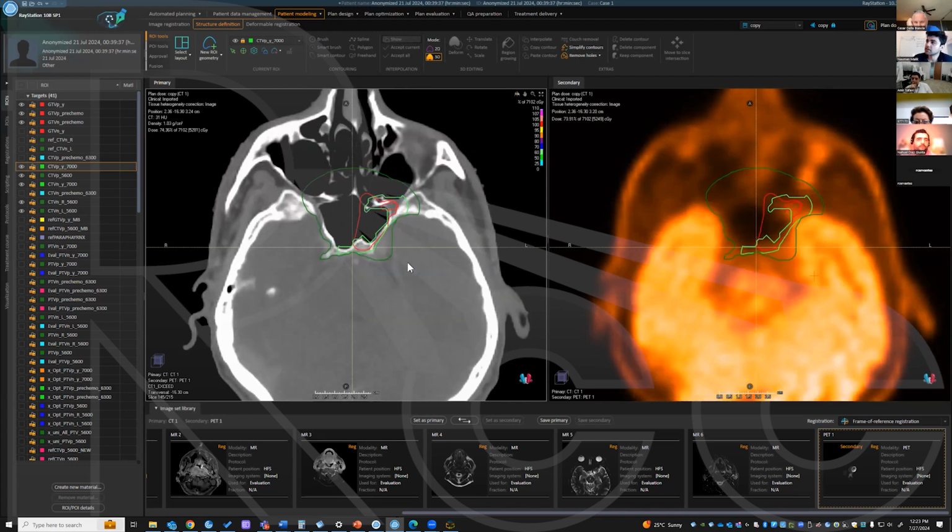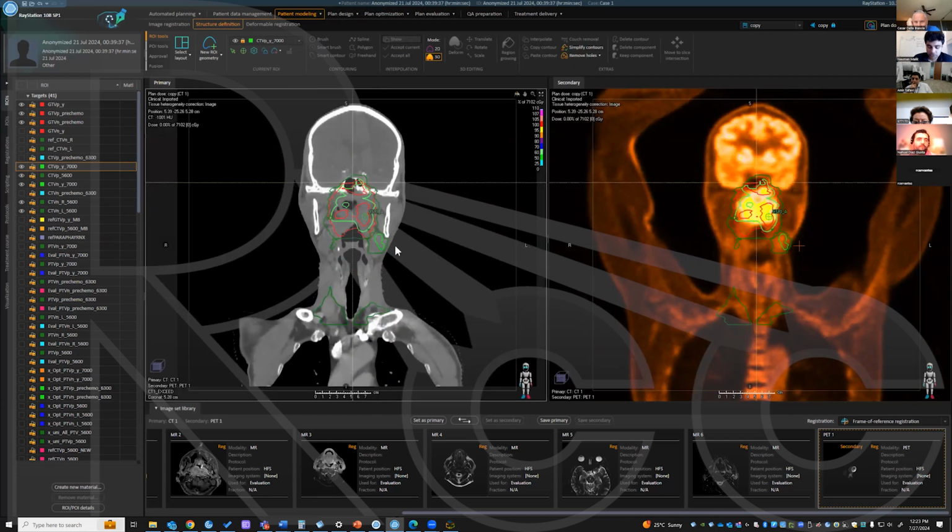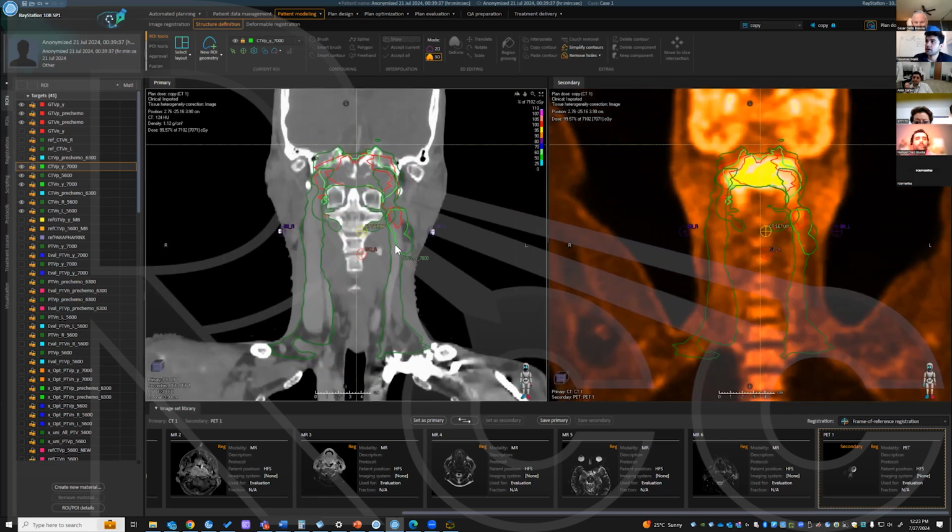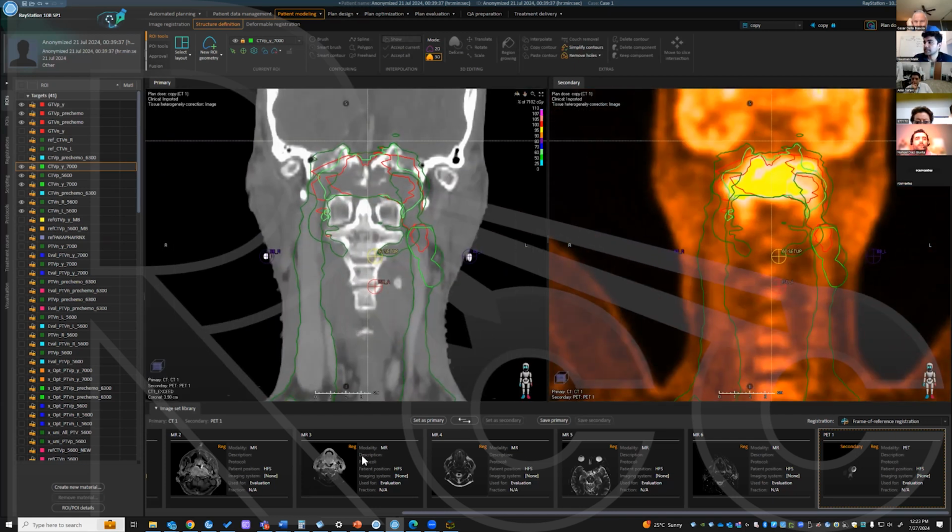And remember, we talked about looking at all the planes. So we're going to change to the coronal plane, and it's very important here that, let me switch back to the MRI just for clarity.